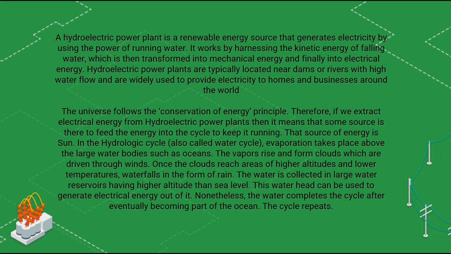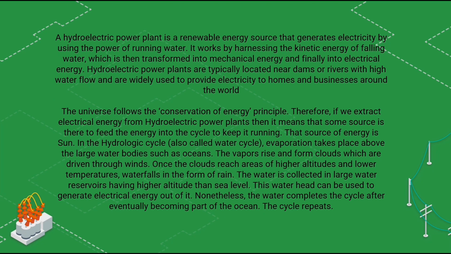The universe follows the conservation of energy principle. Therefore, if we extract electrical energy from a hydroelectric power plant, then it means that some source is there to feed the energy into the cycle to keep it running. That source of energy is the sun in the hydrologic cycle, also called the water cycle.